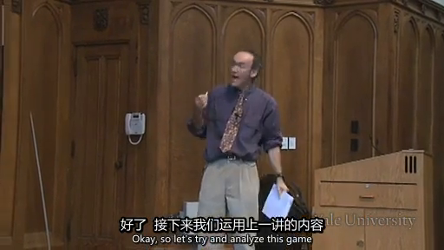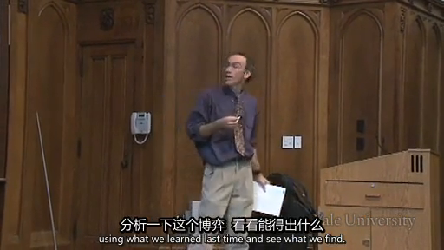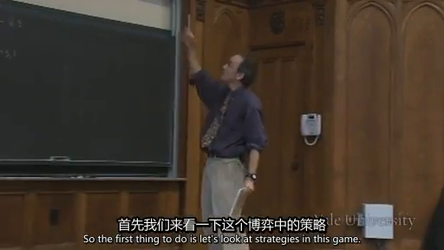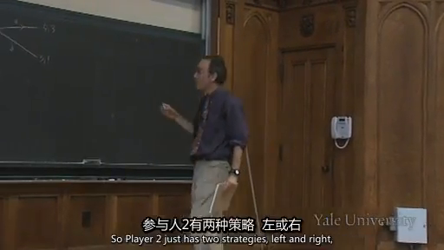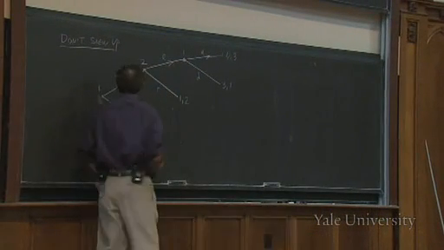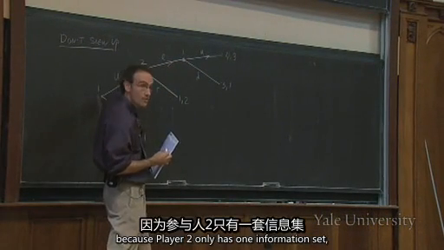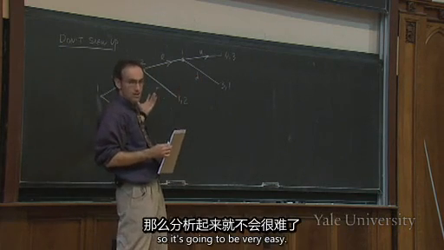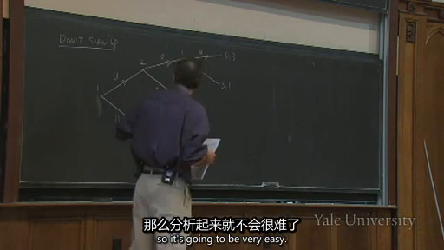Okay, so let's try and analyze this game using what we learned last time and see what we find. So the first thing to do is let's look at strategies in this game. Player 2 just has 2 strategies, left and right, because player 2 only has 1 information set. And notice this game is actually a game of perfect information, so it's going to be very easy.